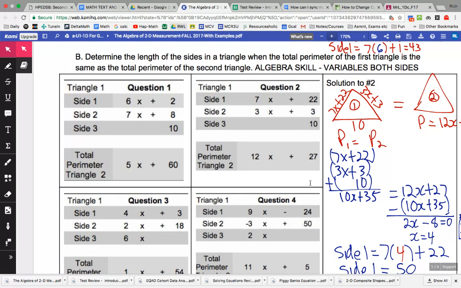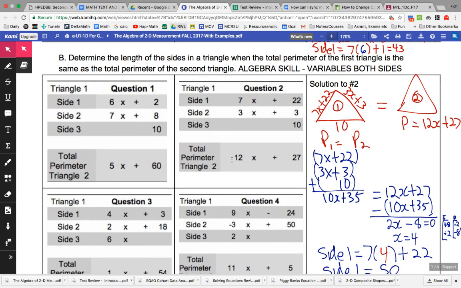We're doing a review of algebra skills related to area and perimeter. The specific focus today is the set of questions listed under B on the review activity, where we consider two triangles with equal perimeters. One triangle has all three sides listed separately. The second one has just the total perimeter. Okay, so let's look at the specific question.